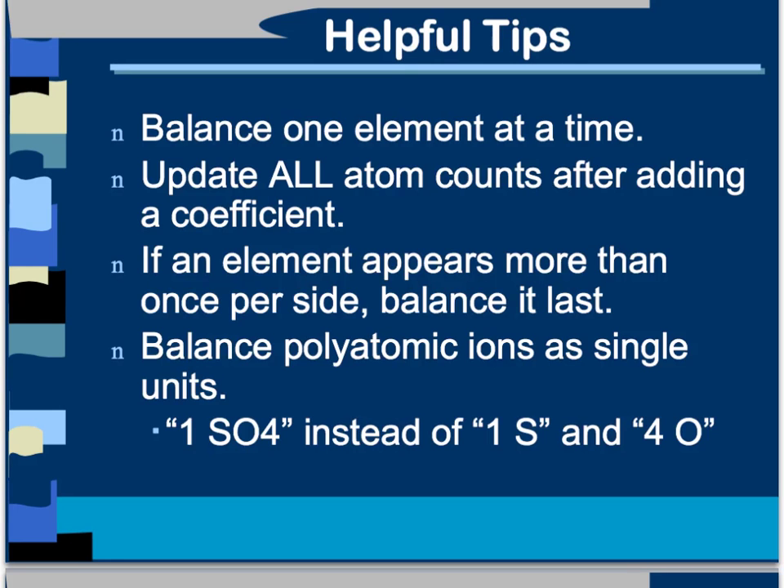A few helpful hints for balancing chemical equations: balance one element at a time, and update all atom counts after adding a coefficient. In the last example, when I added a coefficient, I immediately changed the number of atoms on each side. If an atom appears more than once per side, balance it last. I hope you noticed that we balanced oxygen last. I think this is a good rule.